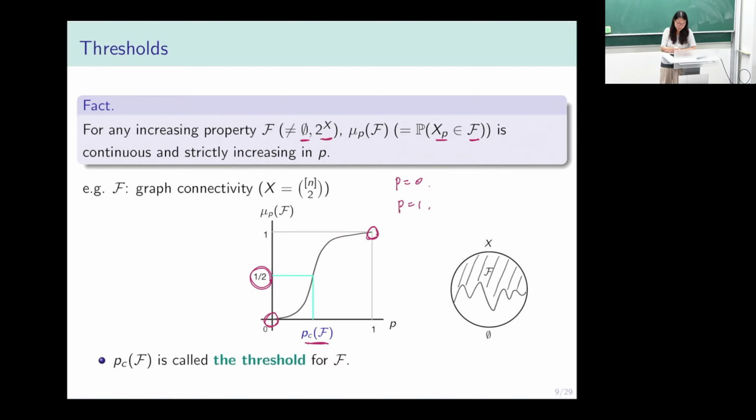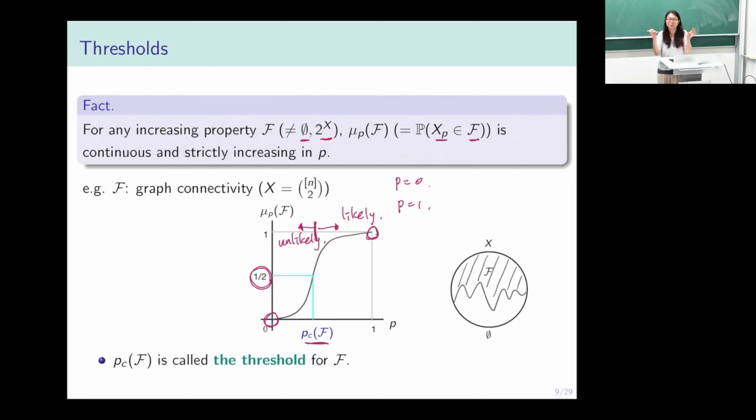What's important is the rough meaning of the threshold: if we are below this threshold, then it's unlikely that our random object X_p satisfies the given increasing property F. On the other hand, if p is larger than the threshold, then it's much more likely that our random object X_p satisfies the given increasing property. So this threshold is really the threshold for this threshold phenomenon.